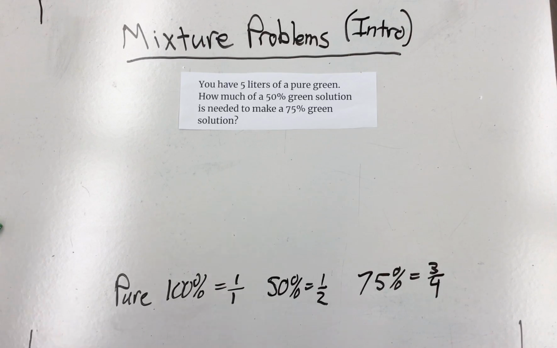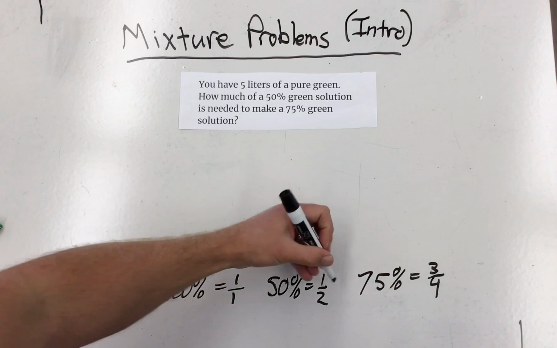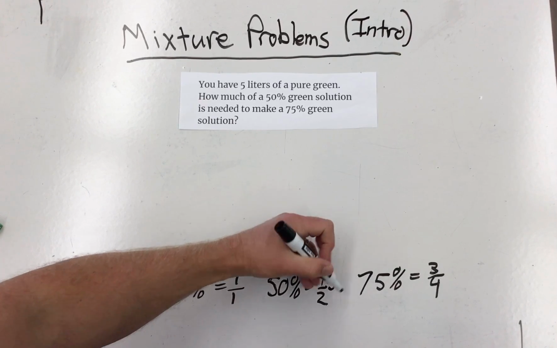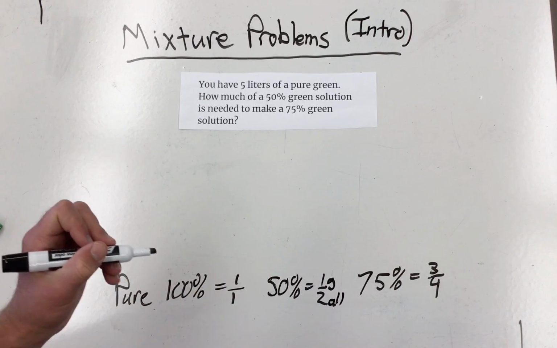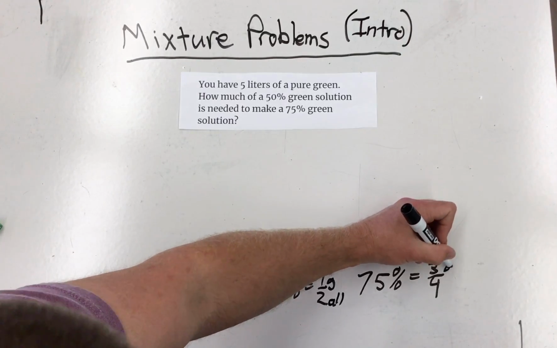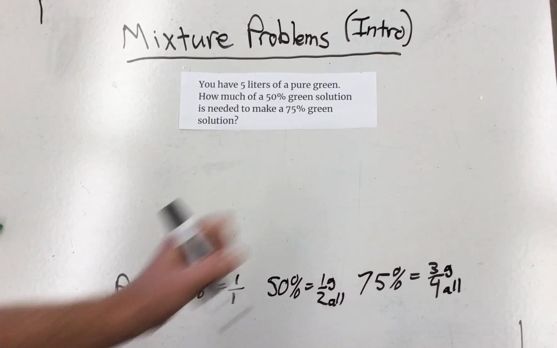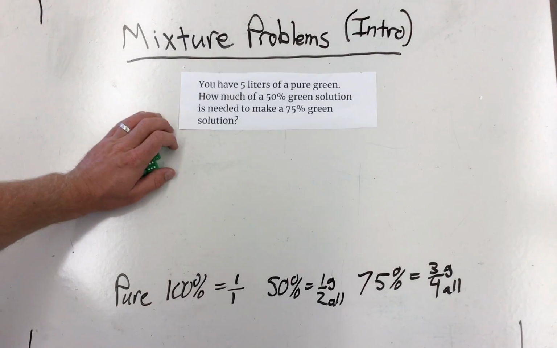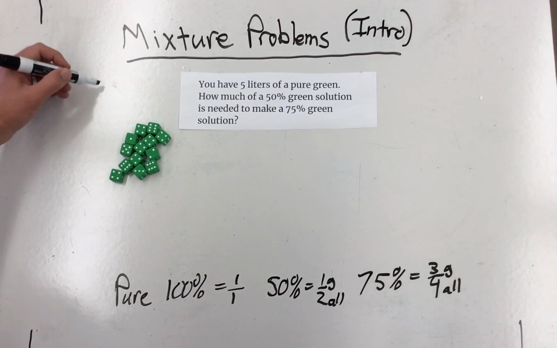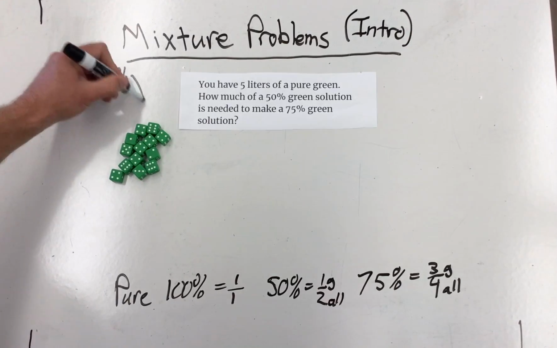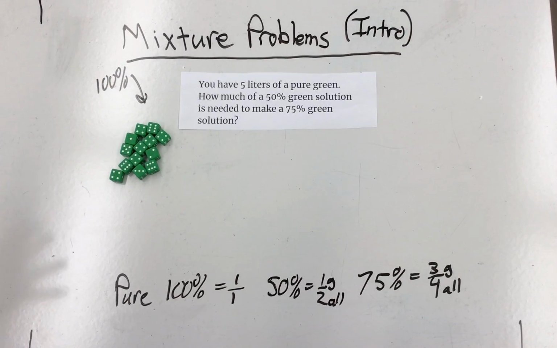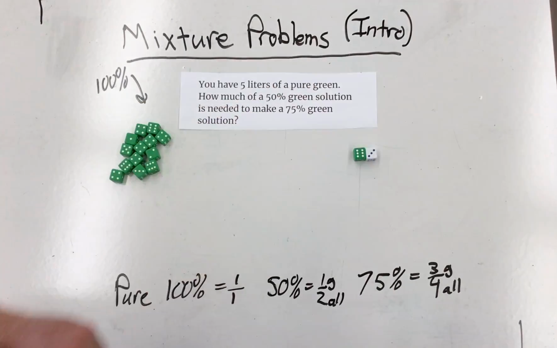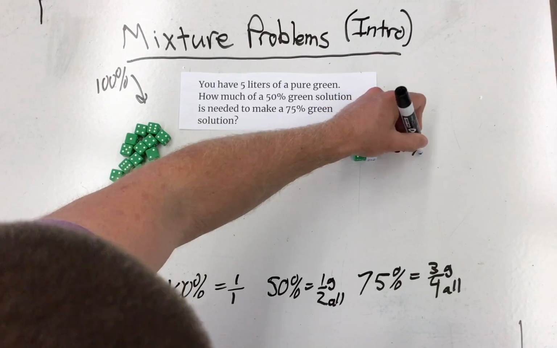And when we're talking about 75% green and 50% green, we're talking about one green part compared to all the parts. And our goal is to get 3 green parts to every 4 parts there are. And so let's think about it like this. Let's just say this is what a 100% green solution looks like. You have a bunch of green pieces. 50% green would look something like this. So this is 50% green.